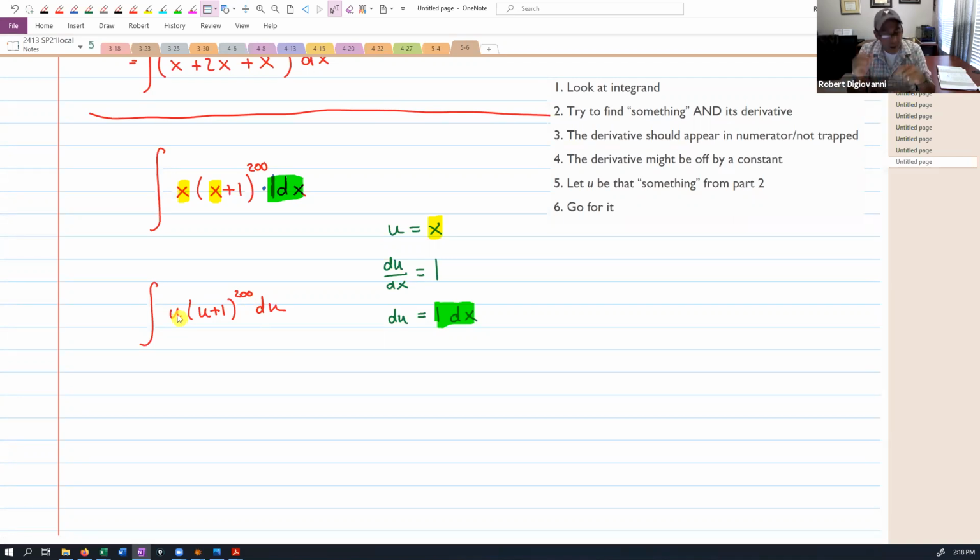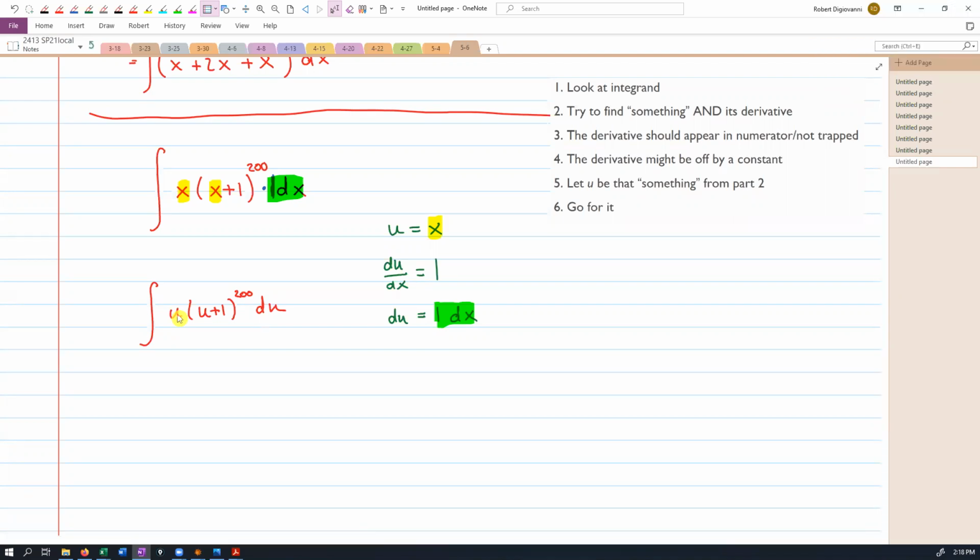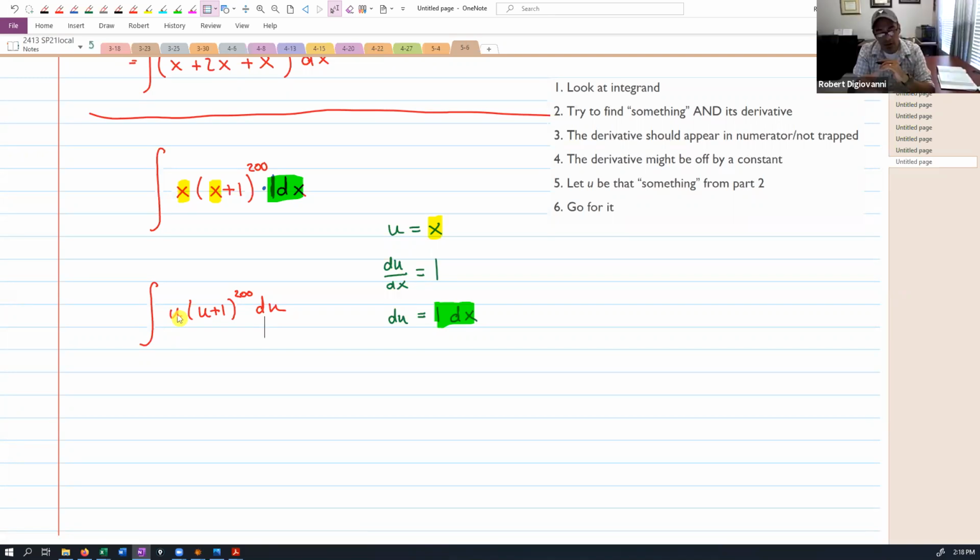Now, what should be the troubling part of this is I've been telling you, look for something in its derivative, and it doesn't seem obvious what we should choose for U, right? Maybe X plus 1? Does that change anything? I don't know. Let's see.